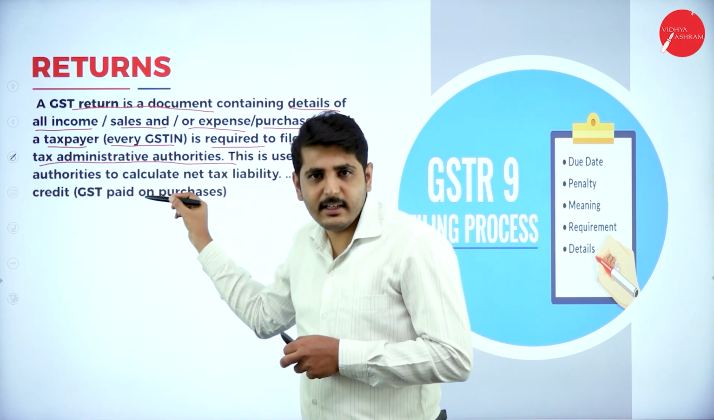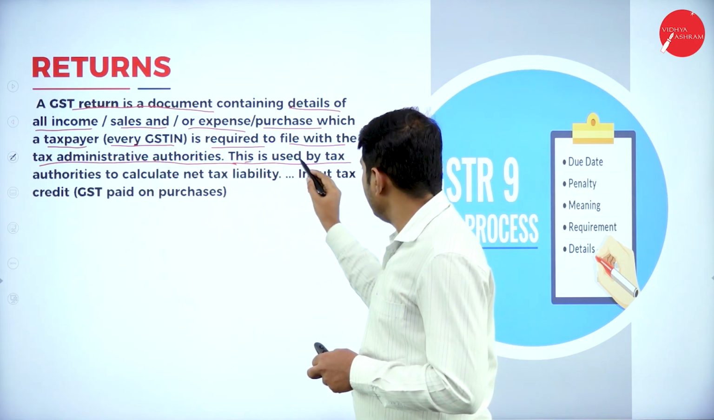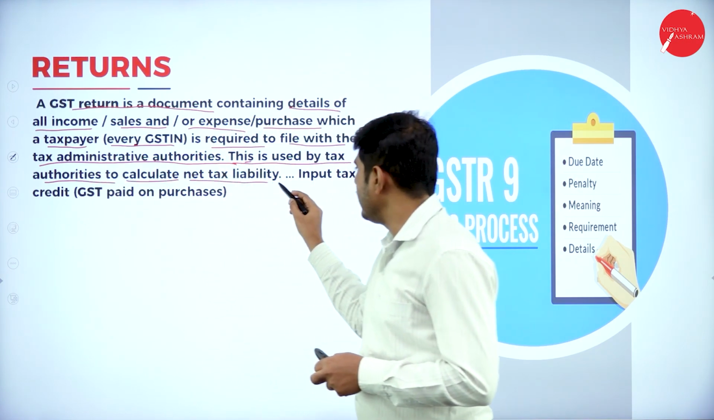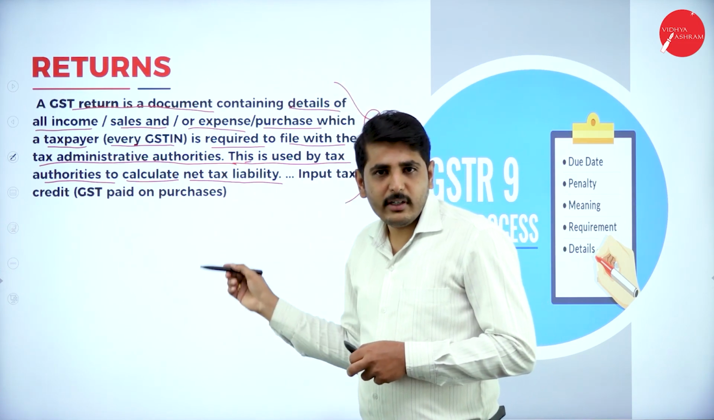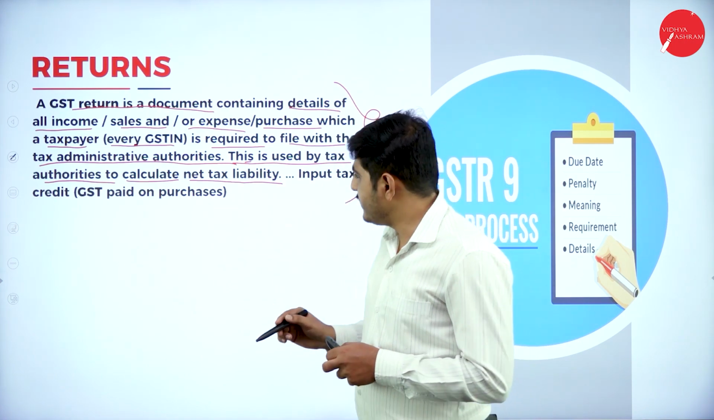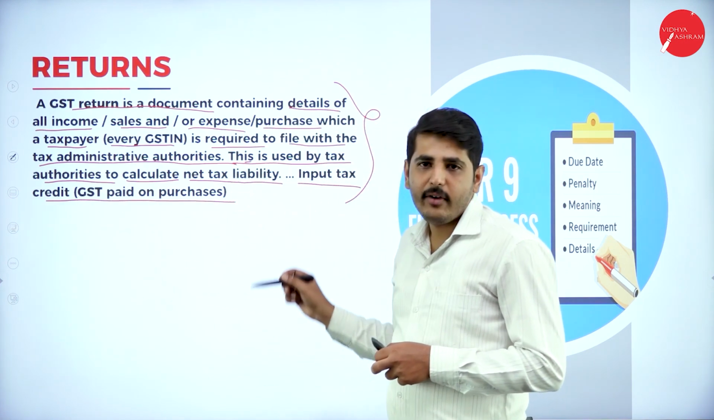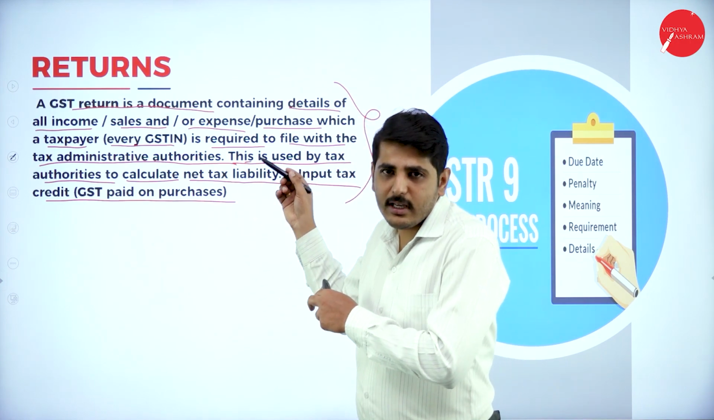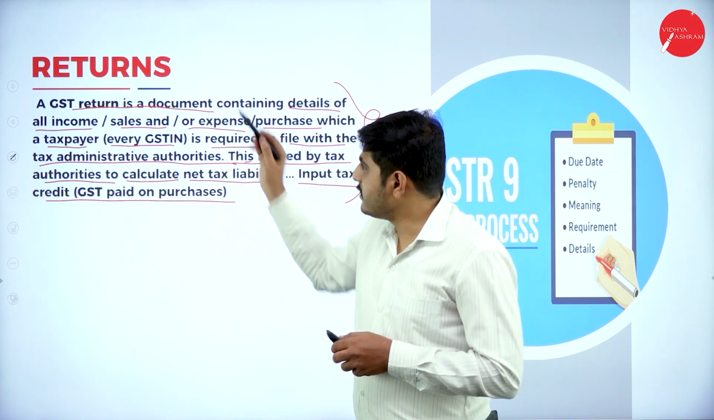On the basis of these details only, you can get input tax credit also. This is used by tax authorities to calculate net tax liability. So, on the basis of all this information, the government or the tax authority will calculate the amount of tax payable by the concerned business person. Input tax credit may also be available on the basis of the information you have produced, or all the information you filed before the tax authority. This is called tax returns.